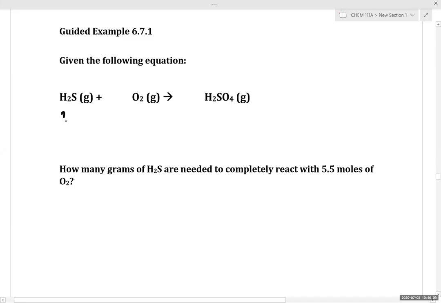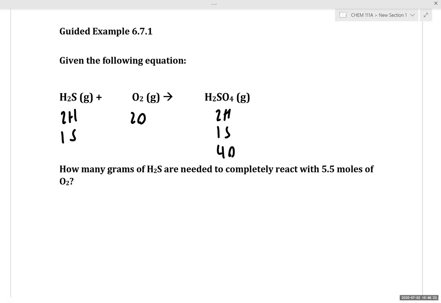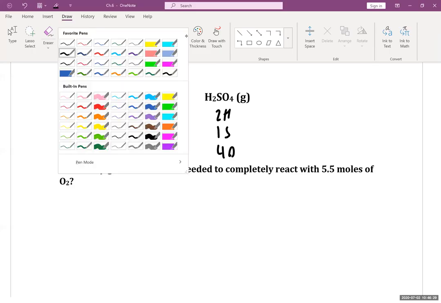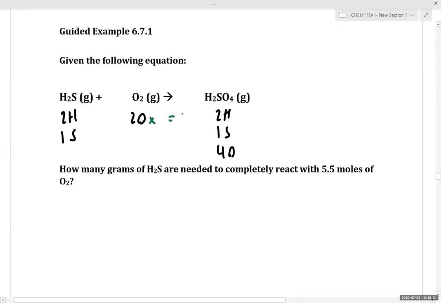No, it's not. We have 2 hydrogens and 1 sulfur on the left. We have 2 oxygens on the left. We have 2 hydrogens, 1 sulfur, and 4 oxygens on the right. So then, what coefficient do we need in front of oxygen to give us the 4 oxygens on each side? What coefficient? 2 times what would give us 4? 2, yep.